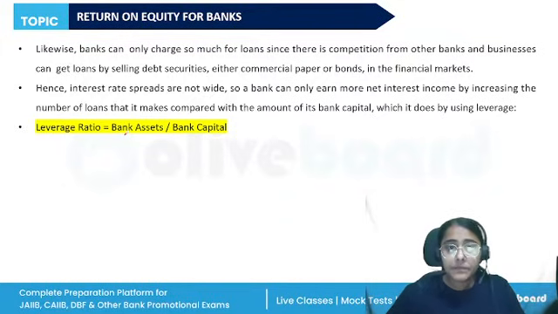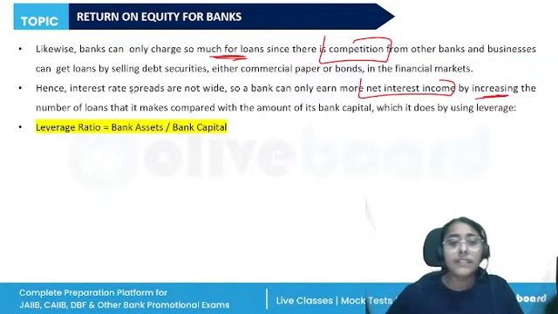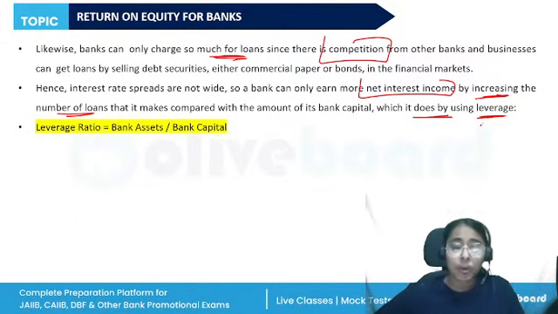All right. So banks can only charge so much for the loans since there's competition. Again, they cannot charge very high interest on the loans that they are creating. So the interest rate spreads are not wide. Banks can earn more net interest income only by increasing the number of loans, and they do that by using leverage. How can they give more loans? Only if they have more liabilities or more leverage.